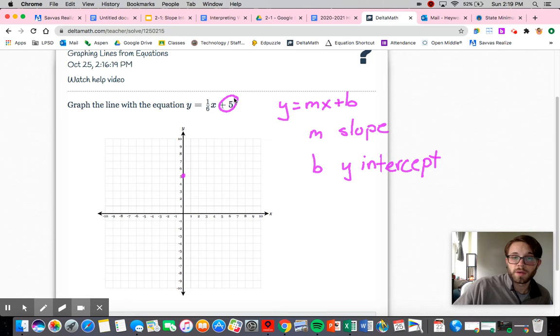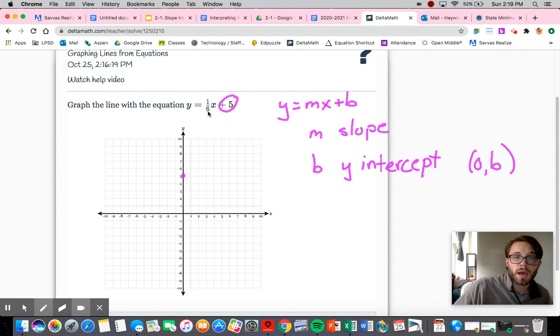And again, you can just get that from looking at the plus 5 or whatever's at the end here, the plus b. And then just remember the point that it actually represents is going to be 0, b, right? So in this case, it's 0, 5. All right, and now we are going to do the slope.